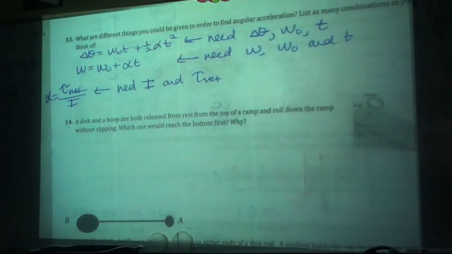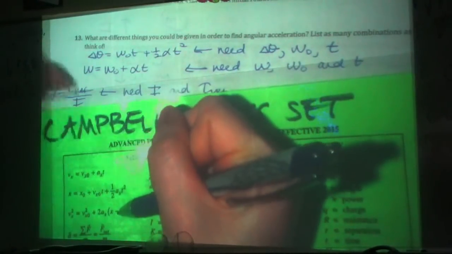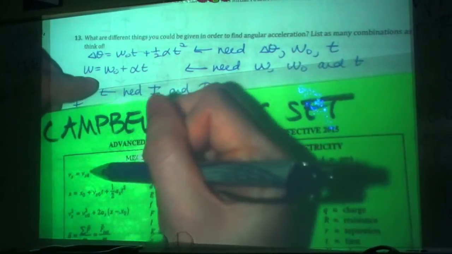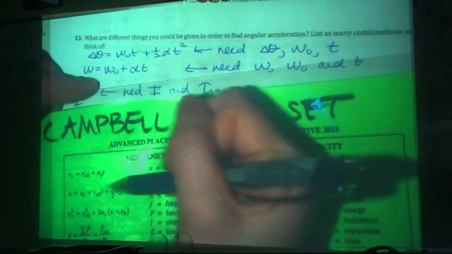Is there anything else? Let me see. I think I had one more. Oh yeah, there's that third equation. So remember, on kinematic equations, we have these 3 equations. And all 3 of these are totally valid for rotational motion, but it only shows the first 2, right? This is the omega equals omega naught plus alpha t, and theta is theta naught plus omega t plus 1/2 alpha t squared. This one also works.